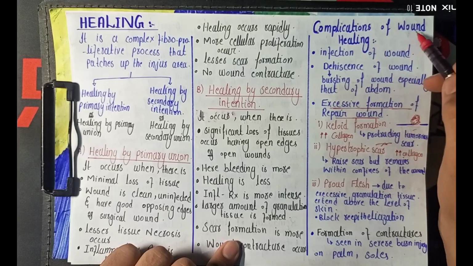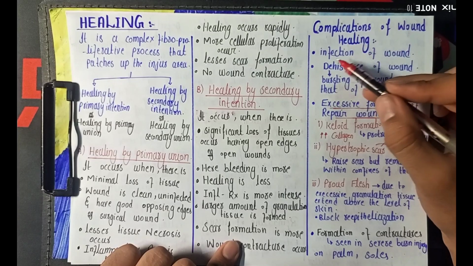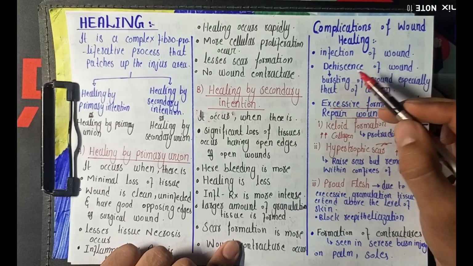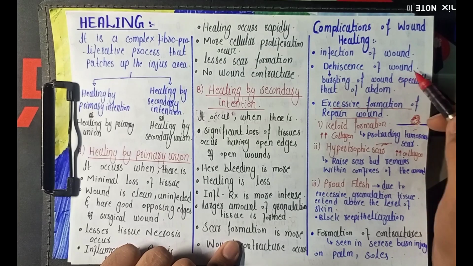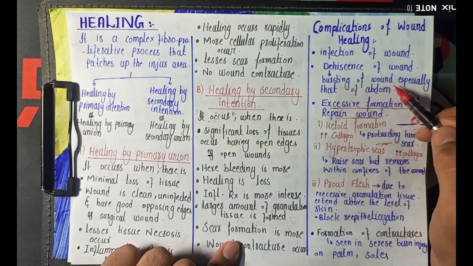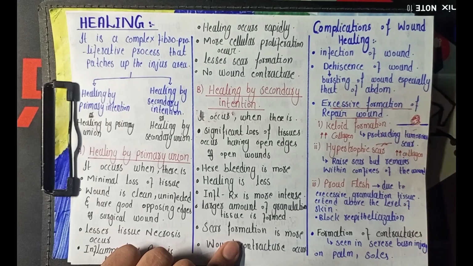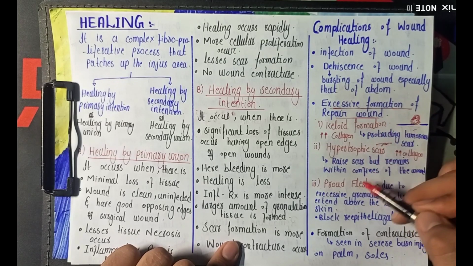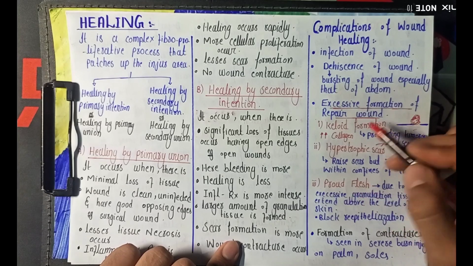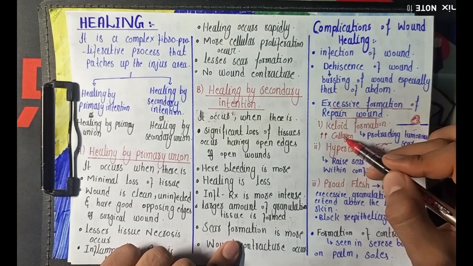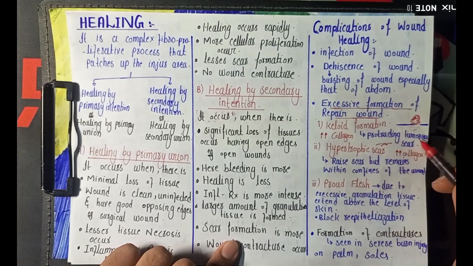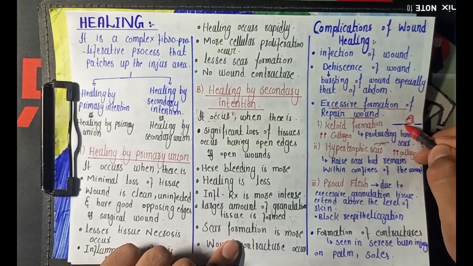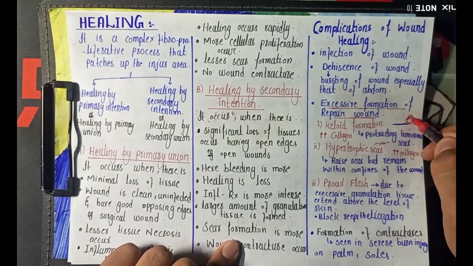तो अब हम बात करते हैं about the complications of the wound healing, और उसमें सबसे पहले हमारे साथ है infection of the wound. दूसरा हमारे साथ है dehiscence of the wound. Dehiscence means separation or bursting of the wound, especially that of the abdomen. तीसरा हमारे साथ है excessive formation of the repair tissue, and it includes keloid formation, hypertrophic scar, and the proud flesh. Keloid formation occurs due to excessive collagen deposition, and it presents as a protruding tumor-like scar, in which the scar extends beyond the margin of the wound.